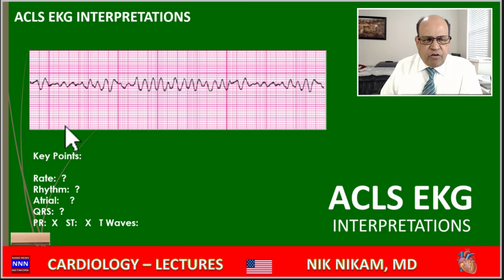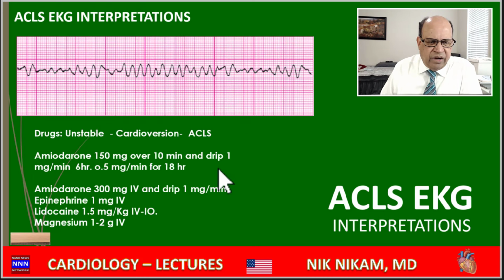Here's an example of a coarse ventricular fibrillation, and the treatment is, of course, the same thing as we said. Treatment is the same as we discussed before. Unstable, it should be shock, not cardioversion, then ACLS. Of course, start them on antiarrhythmic drugs.